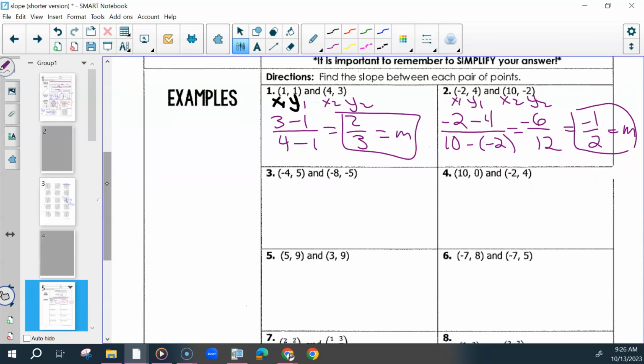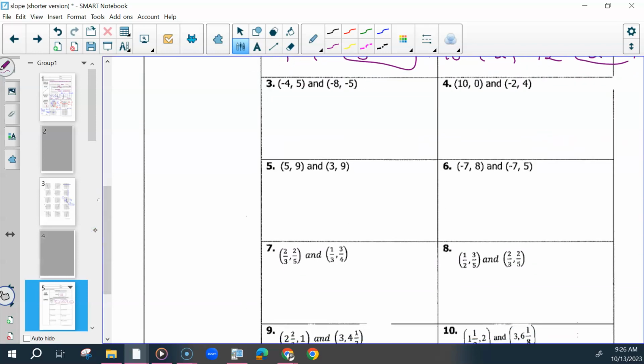Do we have questions so far? So for number 5, we're going to do the same thing. x1, y1, x2, y2, 9 minus 9 over 3 minus 5. What number should we get here? 0 over 3 minus 5 would give us negative 2. Still show this work, but this would just be 0.